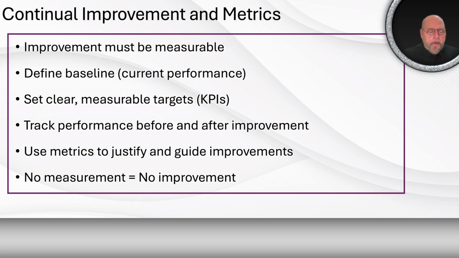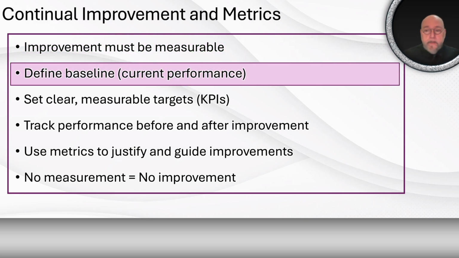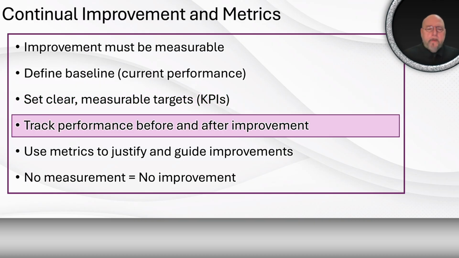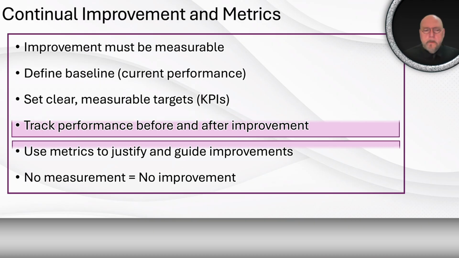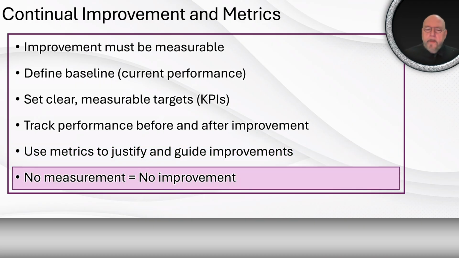Now, to know where we are and how we're doing and if we've achieved our goal, we need to measure things. We need, again, to have metrics. Improvements must be measurable and they must be measured. We define a baseline, and a baseline is our current situation. We will set clear measurable targets, for example, KPIs, key performance indicators, key risk indicators, and it depends on the nature of the change we're making. Track our performance before, during, and after. Use these metrics to justify and guide our improvements. And remember, if you have no measurement, you have no improvement.